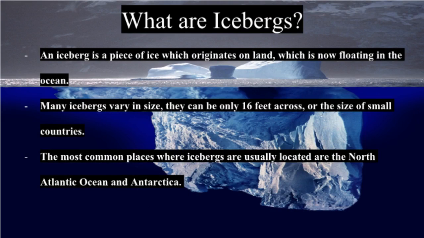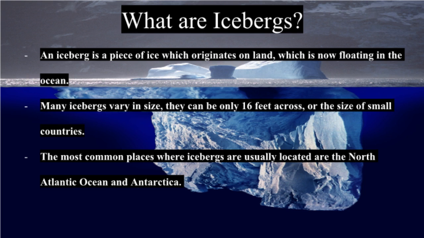It might come as a surprise, but icebergs do not originate in the water. They actually form on land on places such as glaciers, ice shelves, and other icebergs. What makes the piece of ice an iceberg is when it breaks off of the ice structure and is floating in the ocean.